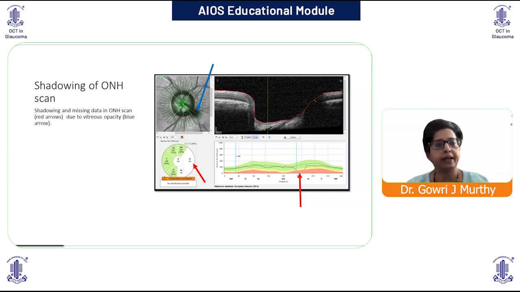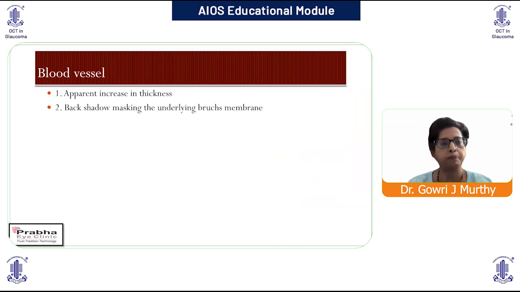Once it's properly centered, one may find that the borderline and abnormal markings do go away. Shadowing and missing data in the ONH scan could be due to vitreous opacities. Here you can see a small vitreous opacity, and that has resulted in shadowing of the OCT scan, and therefore you have missing data here.